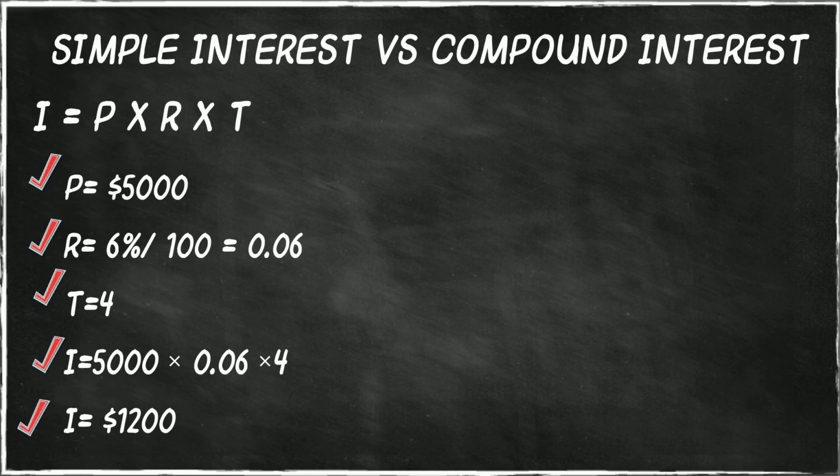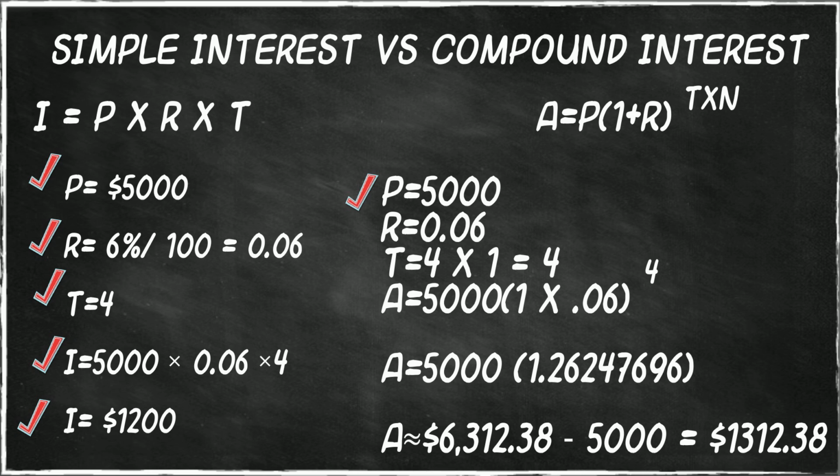Pretty straightforward. And hey, that's not bad for doing nothing. But then again, if you've borrowed that money, you have to pay an extra $1,200. Now let's look at the compound interest. We're going to use the same scenario, $5,000, 6% interest rate for 4 years, and your interest is only going to be paid once a year.